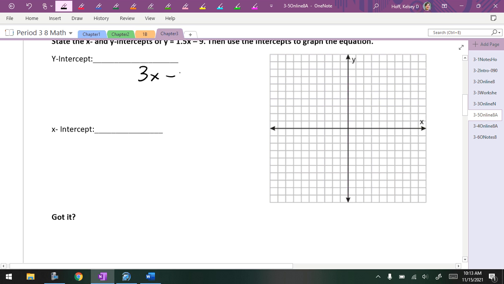3x minus 2y equals 18. I want you to find me the x-intercept and the y-intercept. Find me the x-intercept and the y-intercept.